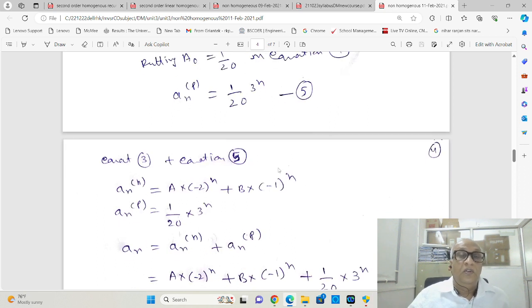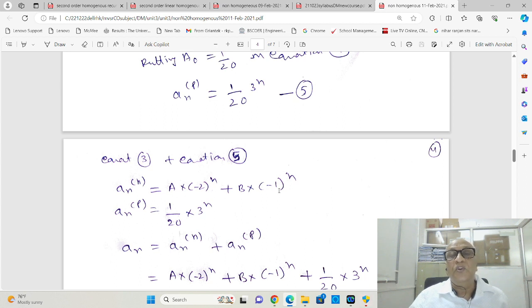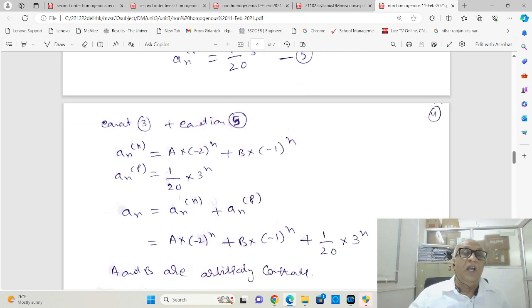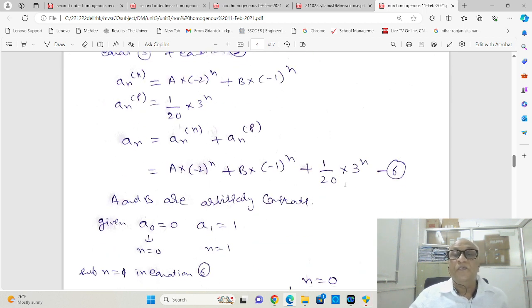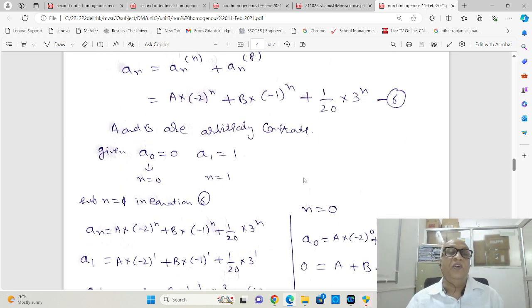Now what is our solution? Our solution for homogeneous is this: a into minus 2 to the power of n plus b into minus 1 to the power of n, and particular is 1 by 20 into 3 to the power of n. So both of them we are adding together. So we will be getting this: a into minus 2 to the power of n plus b into minus 1 to the power of n plus 1 by 20 into 3 to the power of n.